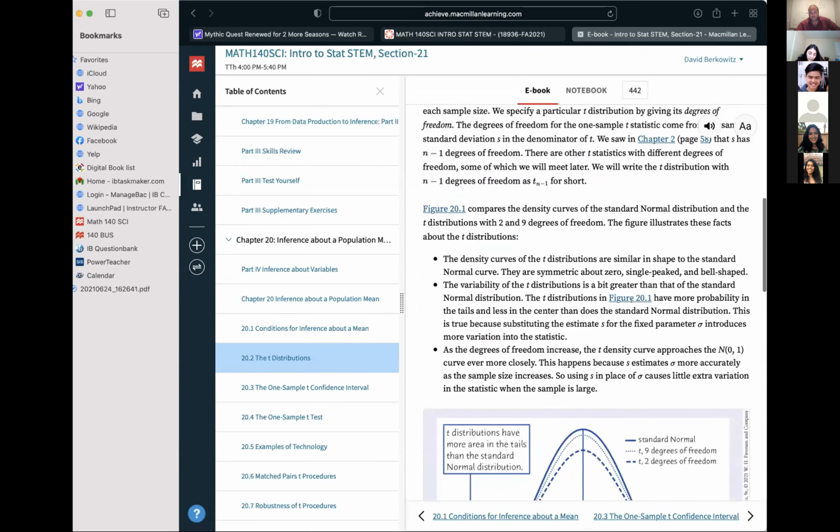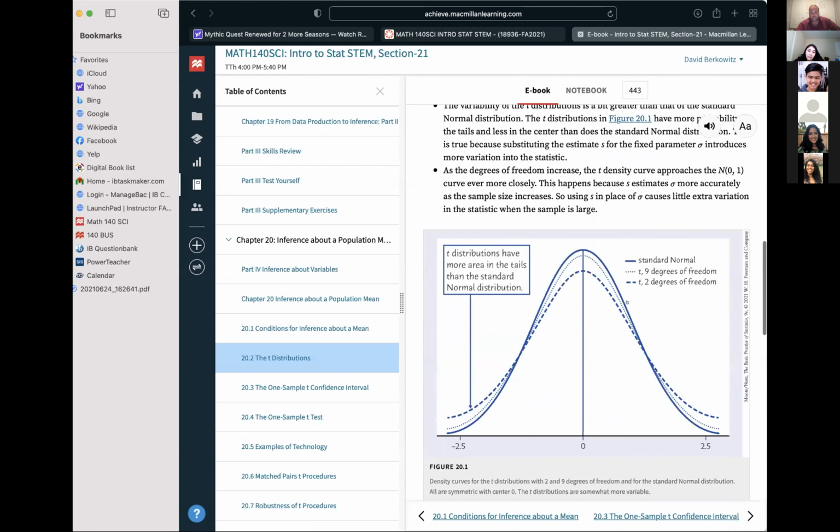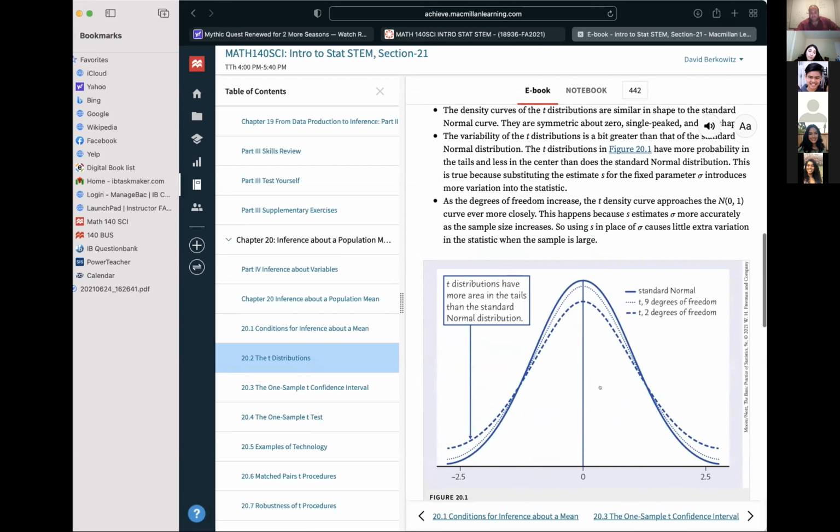Now, I don't know if there's a link to the tables here, but what you can see in the picture is that there's actually not just one t distribution. The solid line here is the normal, and then you have two different t's. With 9 degrees of freedom, it's a little bit lower, and with 2 degrees of freedom, it's even further away. It's more spread out, the fewer degrees of freedom you have.